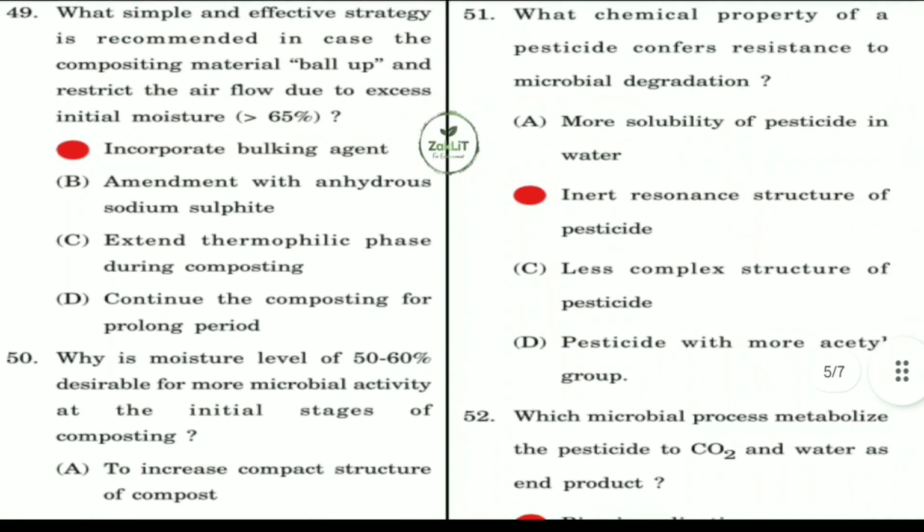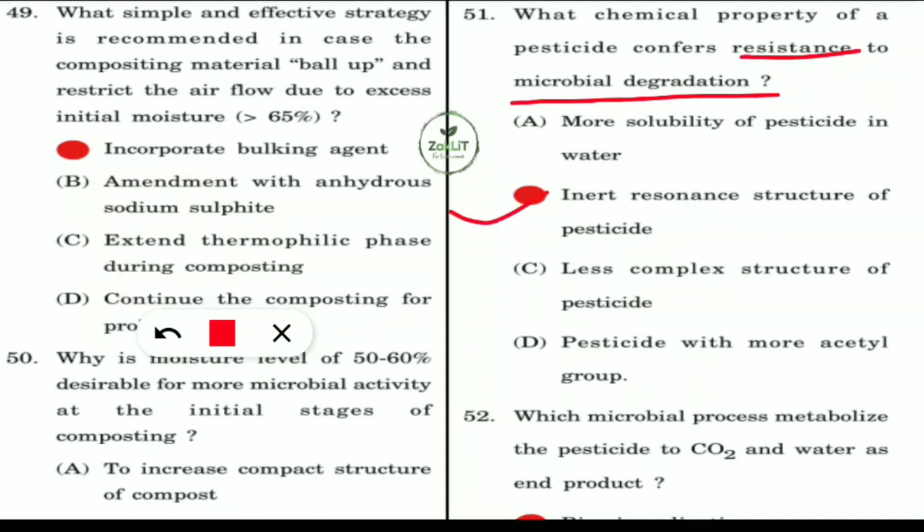Question 51. What chemical property of a pesticide confers resistance to microbial degradation? The chemical property of the pesticide is the inert resonance structure of the pesticide. It confers the resistance to microbial degradation, and here you can correlate resistance and resonance and remember it like that. So inert resonance structure is the property of the pesticide for resistance towards its microbial degradation.